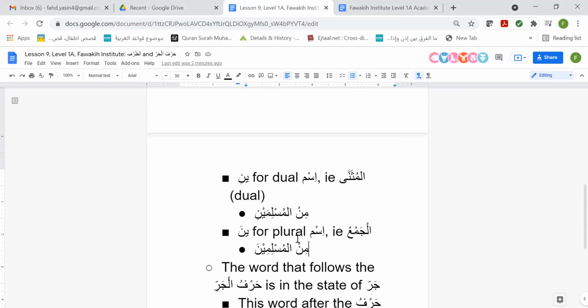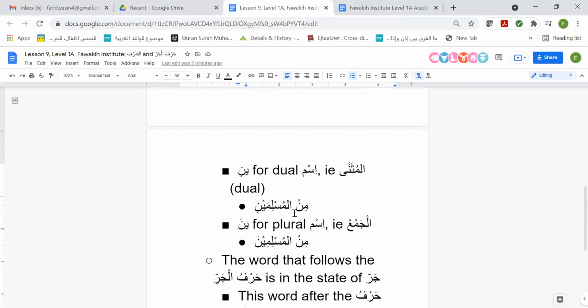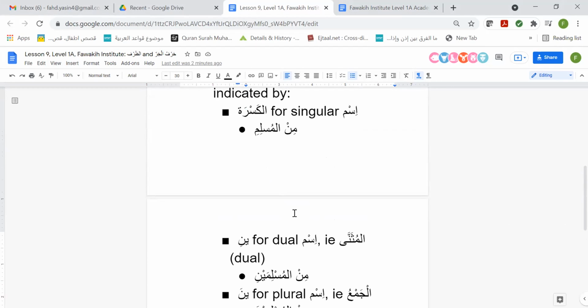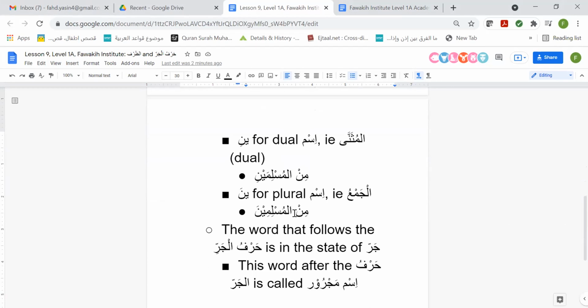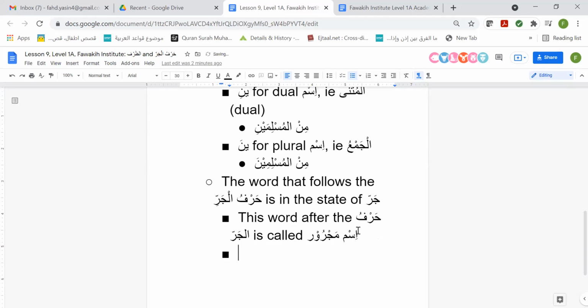Okay, so I hope that makes sense, Aziza. Let me know if that doesn't. So basically you have the kasra, the aini ending for dual, and the ina ending for plural. Now, the word after the harf jarr is called ism majroor. So why do they call it that? The reason is this. Ism, you guys know what ism means. I don't think I have to explain that further.